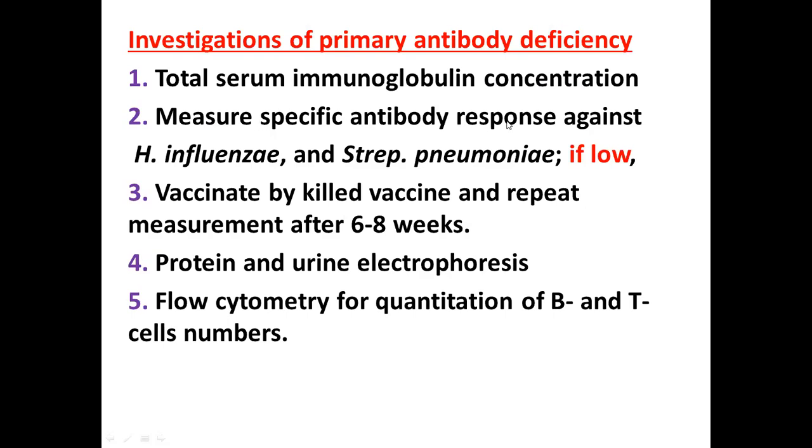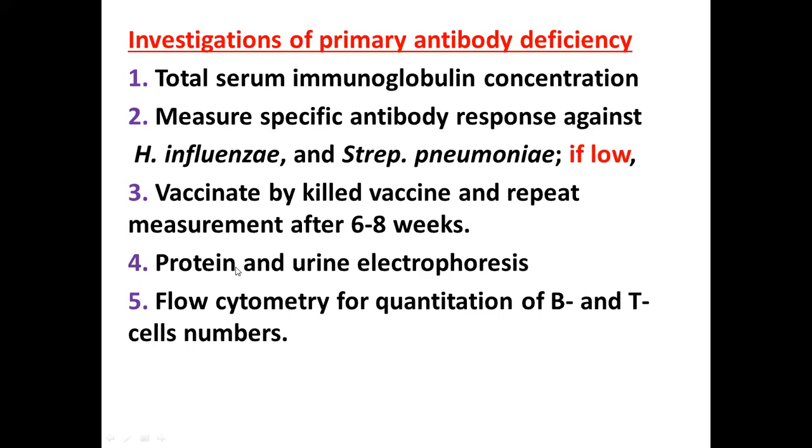We measure a specific antibody response against Haemophilus influenzae and Streptococcus pneumoniae. If low, you have to vaccinate such a patient with a killed vaccine. Do you give an attenuated or live vaccine? Of course not, because these patients are immunocompromised, immunodeficient. Only killed vaccines can be used. So you give vaccines and you can measure the response after 6 to 8 weeks.